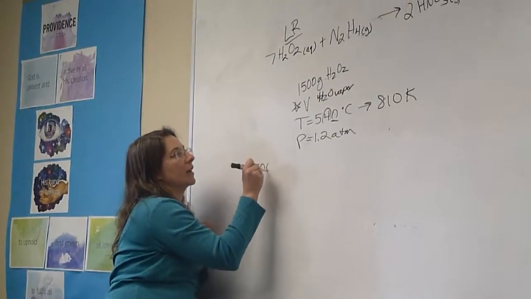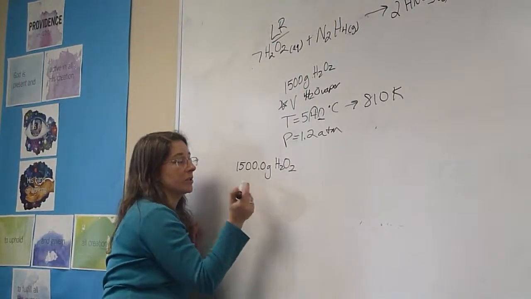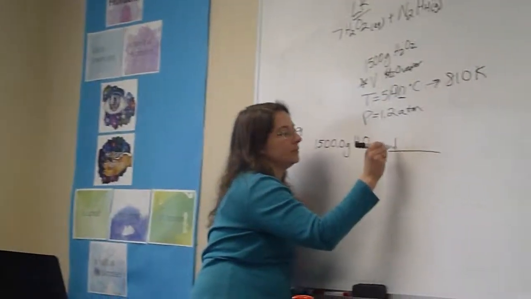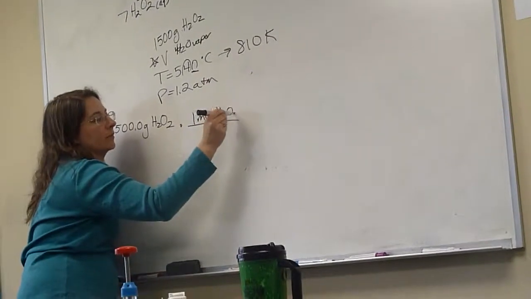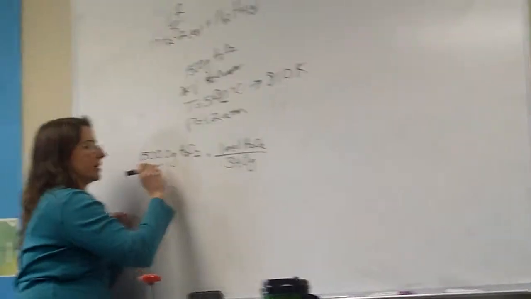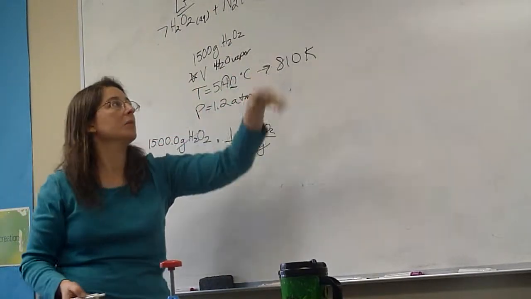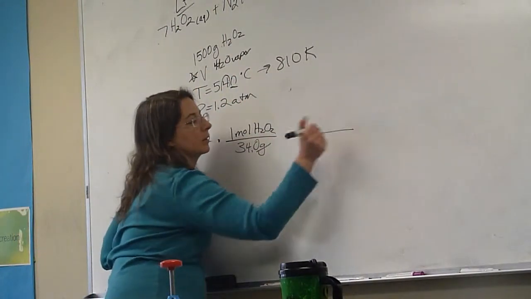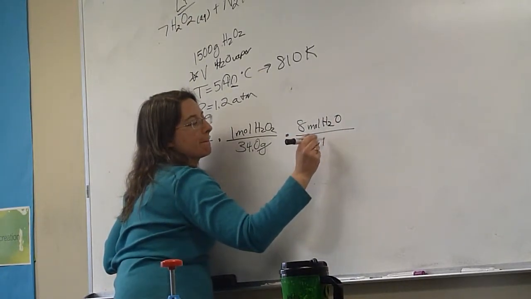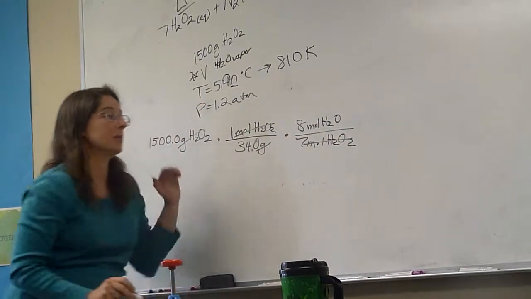So how would I convert that? 1,500 grams of H2O times 1 mole. This is peroxide, H2O2. Oh, my bad. I'm sorry. 1 mole of H2O2 over 34.0 grams of H2O2. Okay, so I cancel my grams, I get moles of peroxide. How do I go from moles of peroxide to moles of water vapor? Then you go times 8 moles of H2O over 7 moles of H2O2. Alright, so that cancels moles of peroxide and gives me moles of water vapor.